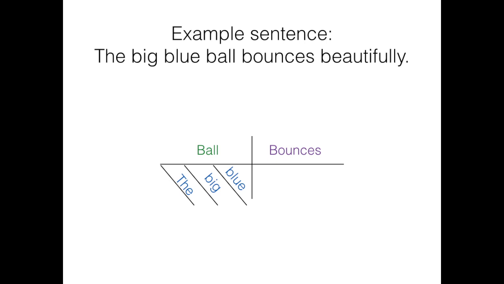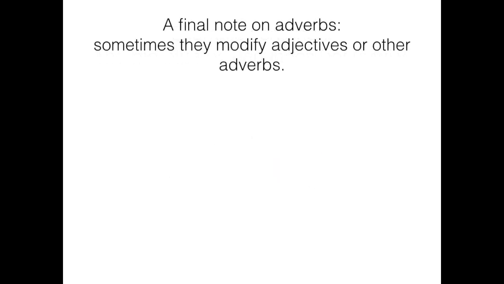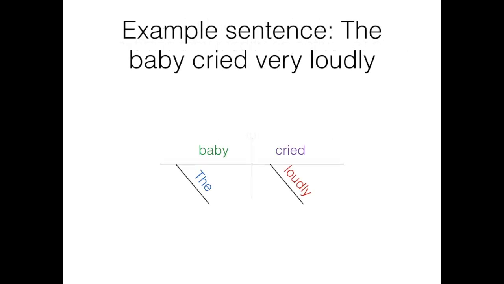To diagram the adjectives, we will draw three lines that touch the noun they modify. Each individual adjective gets its own line, and they are written diagonally along the line. Similarly, the adverb is written along a diagonal line that touches the verb it modifies, which is bounces. One more quick thing before I give you a few practice examples. Sometimes an adverb will not be modifying a verb, but instead modifies an adjective or an adverb. This happens a lot with the word very, but also occasionally with other adverbs like so or rather. Check this example out. The baby cried very loudly.